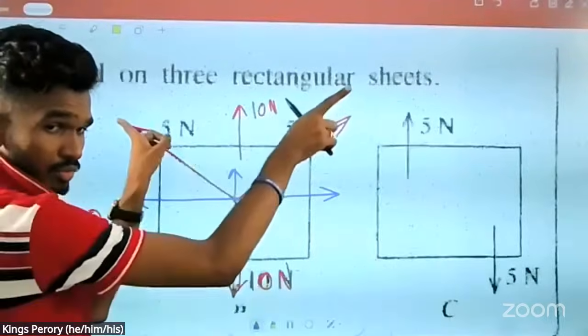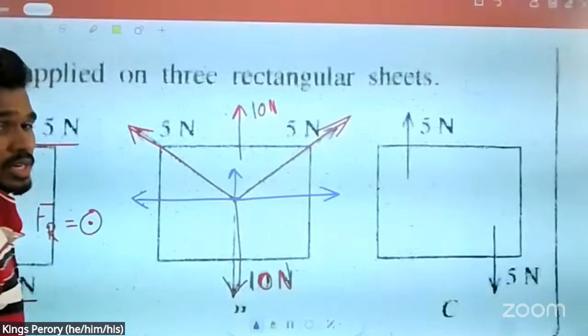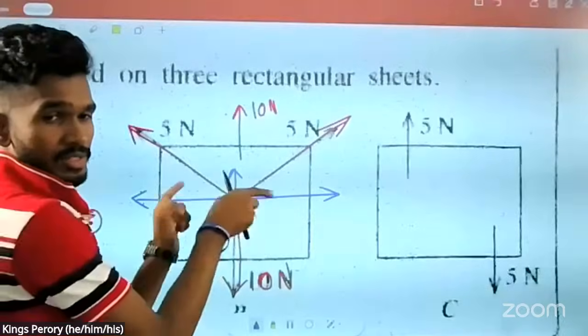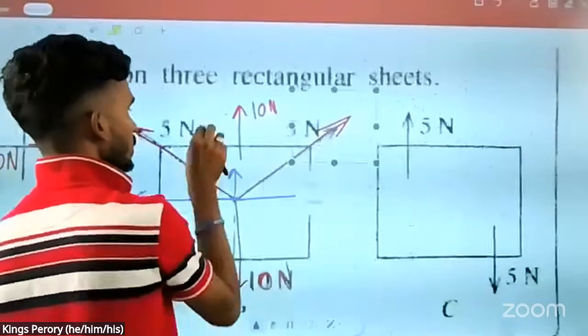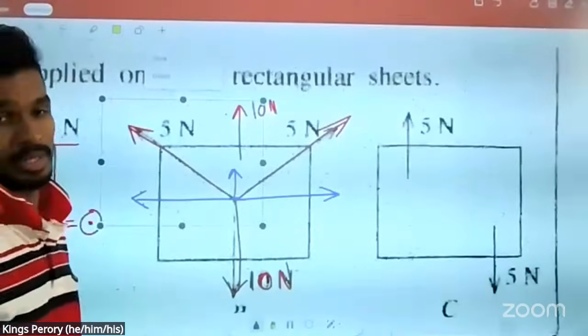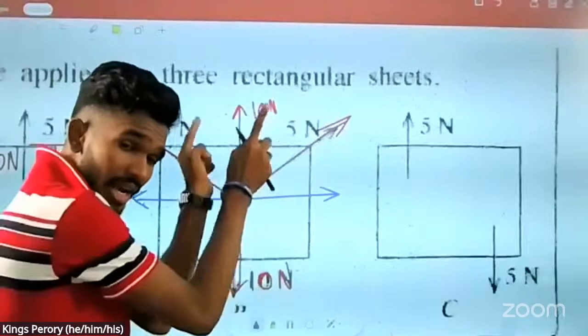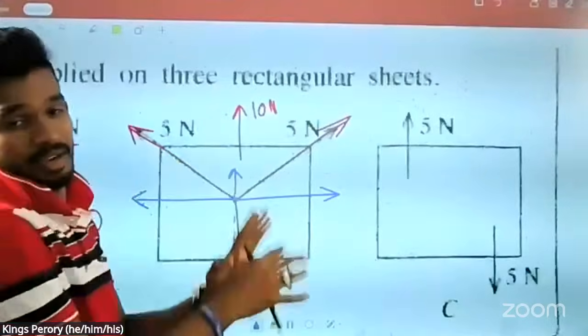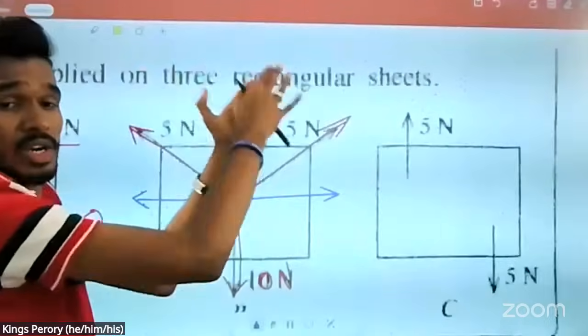So these two forces will create effects in the opposite direction and a little bit in the upward direction. This force is 5 Newton, this force is 5 Newton. Now think and tell me, the slanted forces are 5 Newton. Can the upward total be 10?